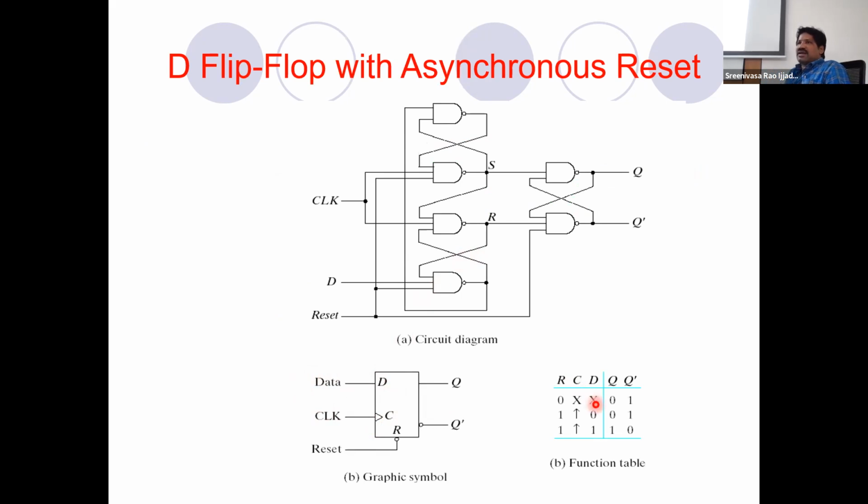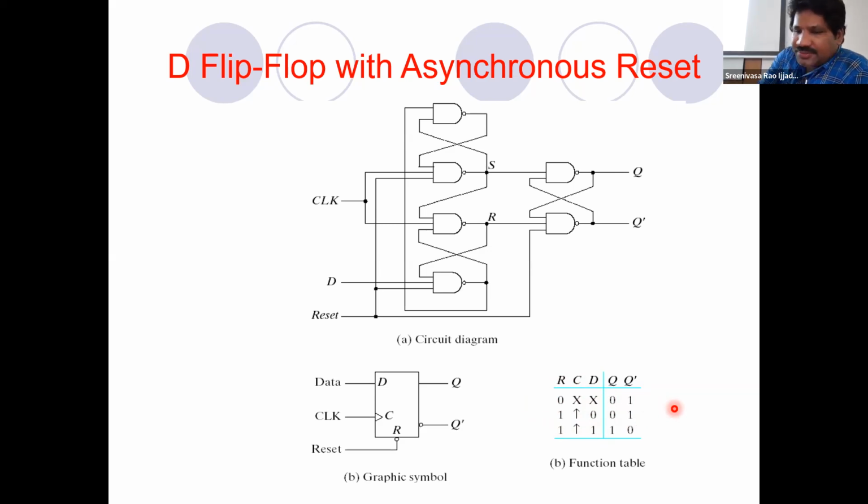So I think characteristic table, excitation table. This is the reset, and this is the clock. This is the D. If you see the first row, what happened whenever reset is 0? Irrespective of the clock and input, Q is 0. Q is 0, irrespective of the clock and data.